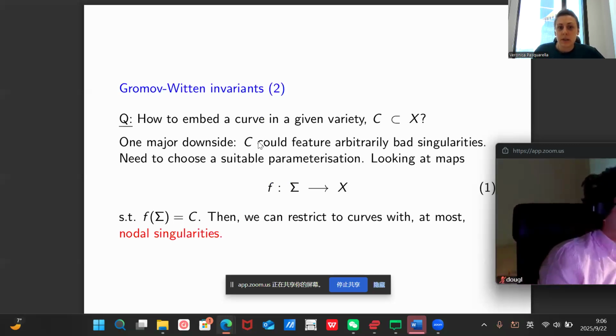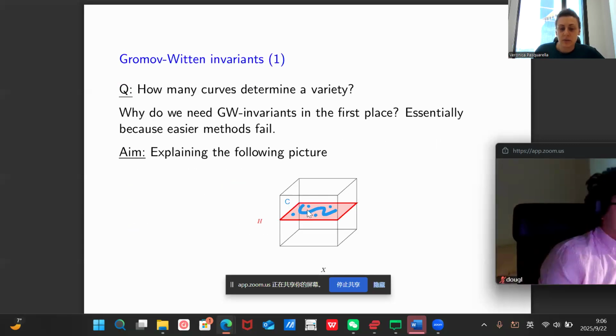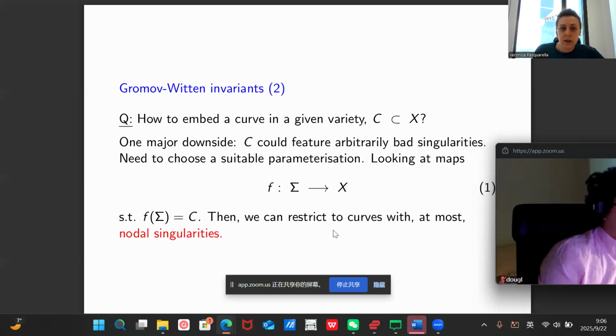Now, essentially the main point in doing this, to count these curves, is that we need to find a suitable parameterization to embed this curve in the variety. So this parameterization is the choice of this map f that maps from a Riemann surface Sigma to the variety X, such that when f is restricted to Sigma, it gives back the curve that we started with, which is the blue curve C.